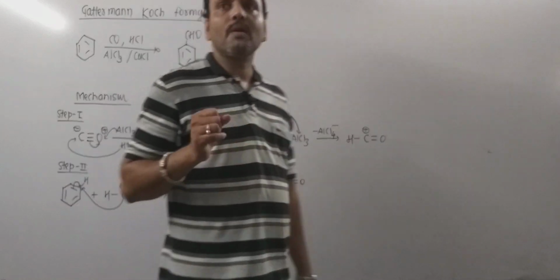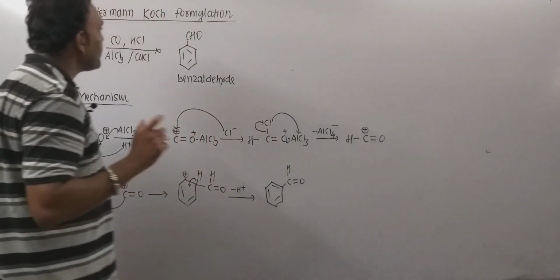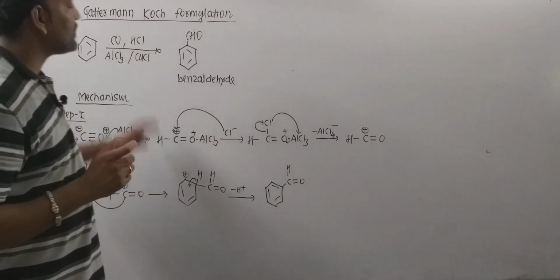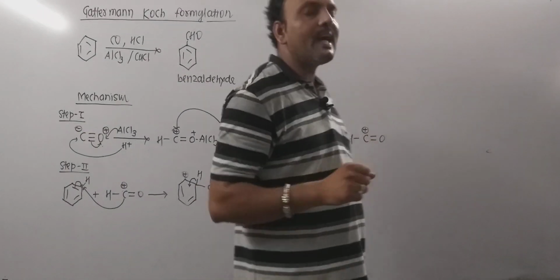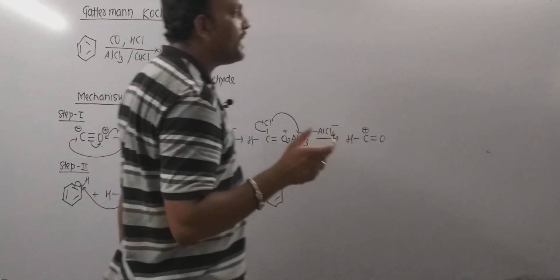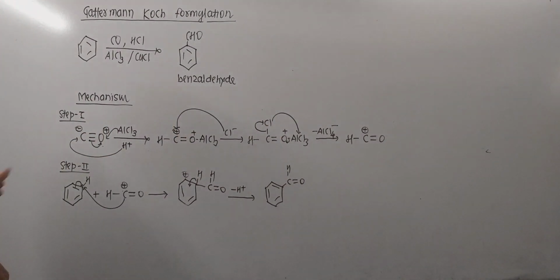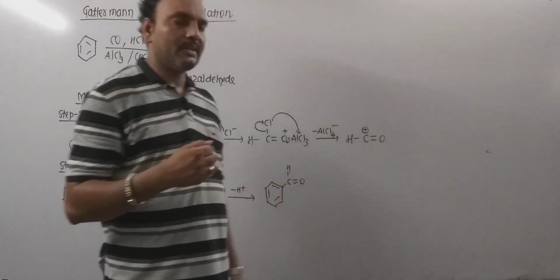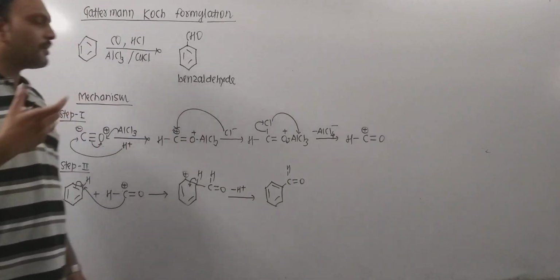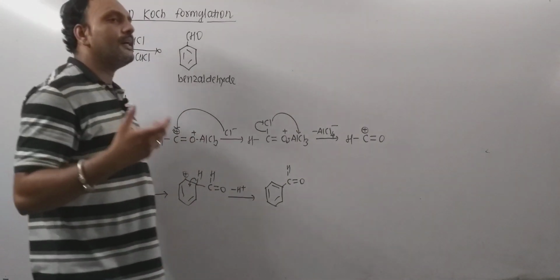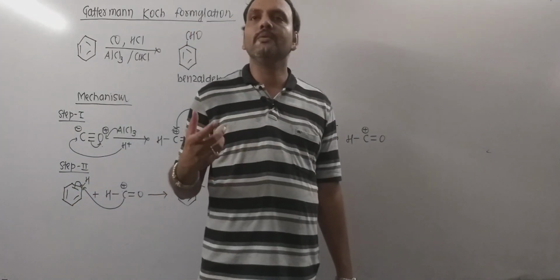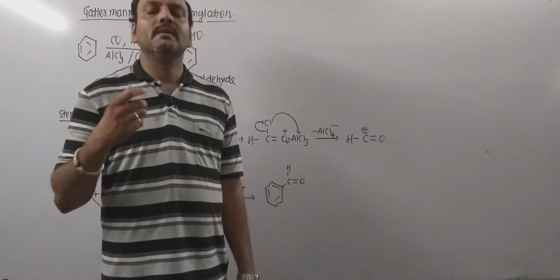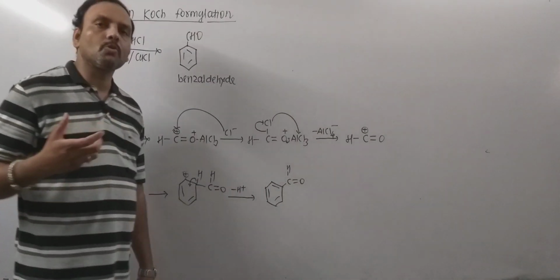Now cuprous chloride plays a role in the combination of CO and HCl. It is believed that the CO and HCl interact to form a complex, and cuprous chloride helps in forming that complex. Thus formylation occurs and aromatic aldehydes are obtained during the course of the reaction. That's all about the Gattermann-Koch formylation.